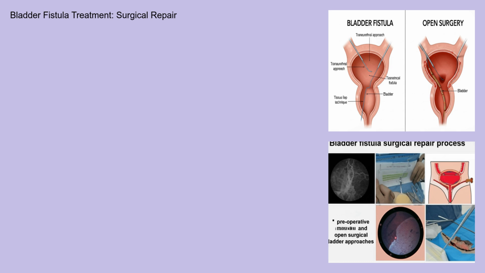Treatment for bladder fistulas primarily involves surgical repair. The specific surgical approach depends on the size, location, and complexity of the fistula. Small fistulas may be repaired through a transurethral approach, using instruments inserted through the urethra. Larger or more complex fistulas may require open surgery, involving an abdominal incision. In some cases, a tissue flap from a nearby muscle may be used to reinforce the repair. Before surgery, any underlying infections should be treated. A bladder catheter is typically placed after surgery to allow the bladder to heal.